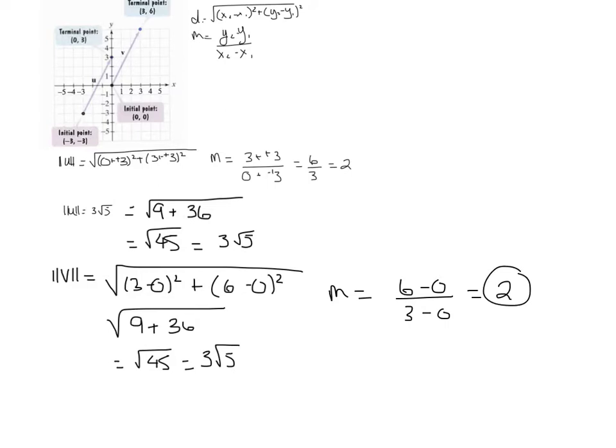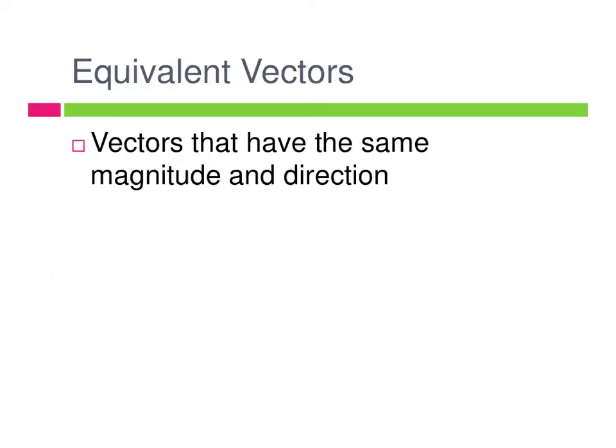So notice that the magnitude of vector u and the magnitude of vector v, and the slope of vector u and the slope of vector v, are equivalent. When these components are equal, we say that the vectors are equal. So we could say that u is equal to v. Again, vectors that have the same magnitude and direction are equivalent vectors.